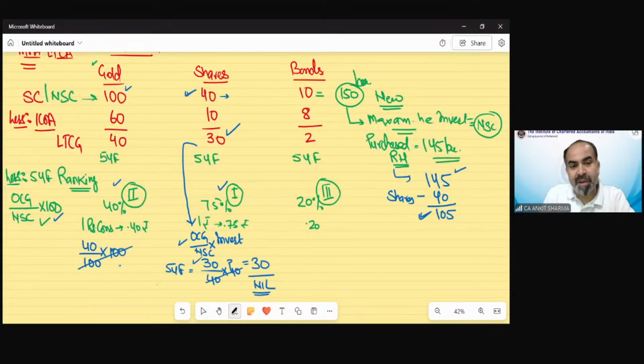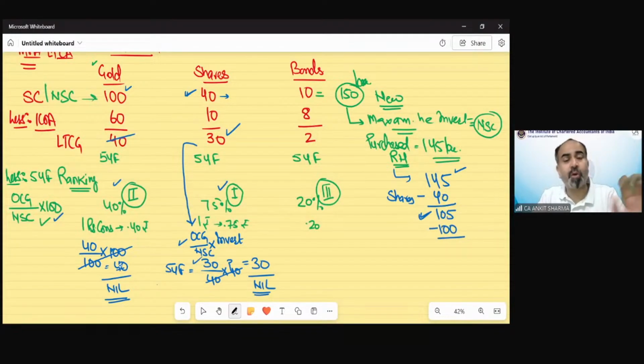So this 100 is complete. The exemption under section 54F would be 40. Gain is 40, exemption is 40, so the taxability would be nil. Clear? So I have utilized 100 also out of this total investment from gold.